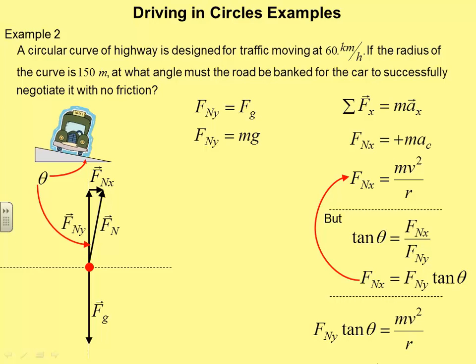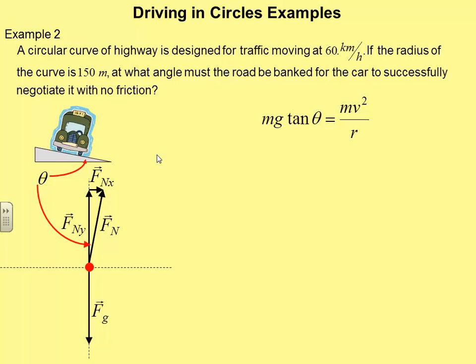Now, why the heck did I make that conversion? Because we know what F of ny is. It's equal to the force of gravity, or mg. And so we can plug it in right there. That gives us mg times the tangent of theta is mv squared over r. And like the first problem, the mass cancels.